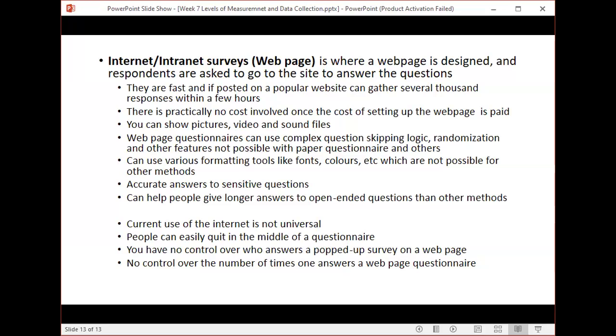Then we have the internet or the web page, the intranet service. So with this one, normally people pay the hosts, and then whilst you are on the internet, something will pop up. And once it pops up, you click, and then you have to answer the question probably before it allows you to move on to whatever you were doing.